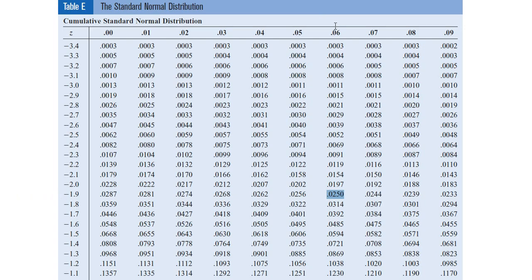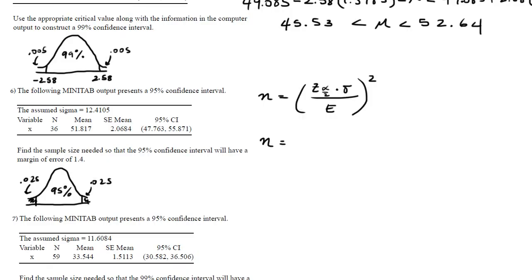Negative 1.96. So here, negative 1.96, positive 1.96. So that's going to be our z alpha over 2. We'll just use positive 1.96, because we're going to square this at the end of the day, so it's all good. You can use either. So 1.96 times sigma. Assume sigma is 12.4105. Now the margin of error, they give it to us, 1.4.